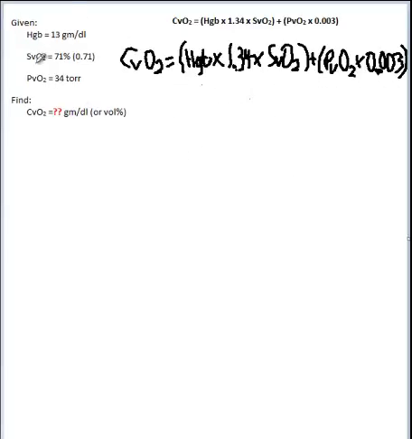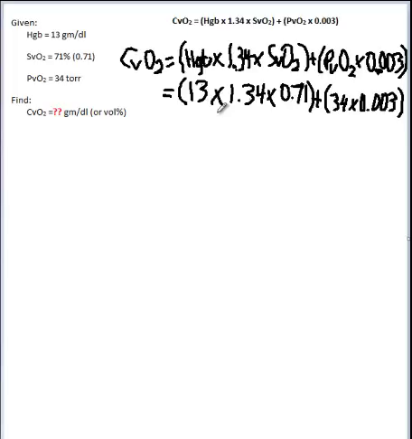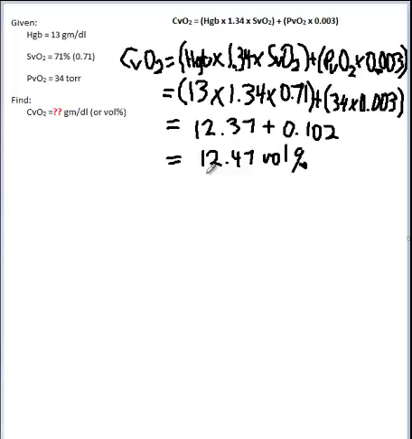So I'm going to use some values that aren't quite as textbook and carry this equation out again. Plugging in those values, I have 13 times 1.34 times 0.71, and then I add that to 34 times 0.003, and I get 12.37 plus 0.102, and then adding those together, I get 12.47 volumes percent. So that's how you do the arterial and the venous content equations.